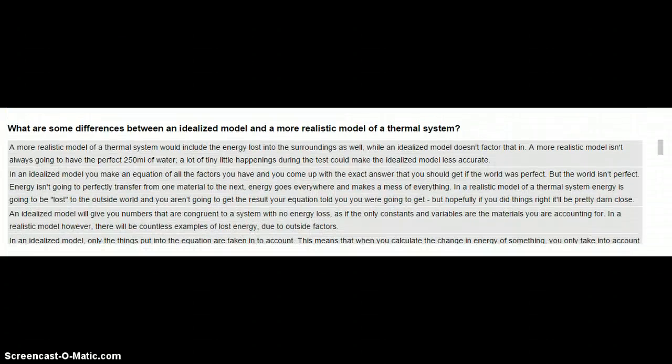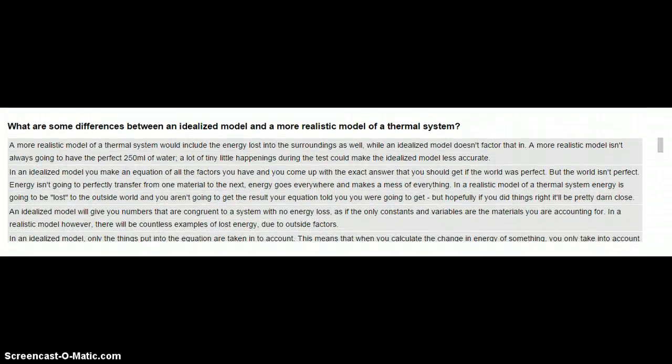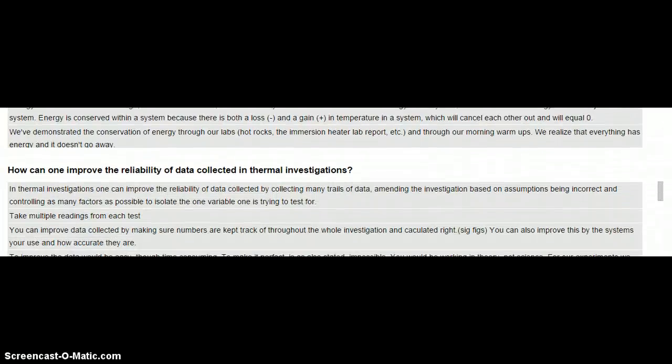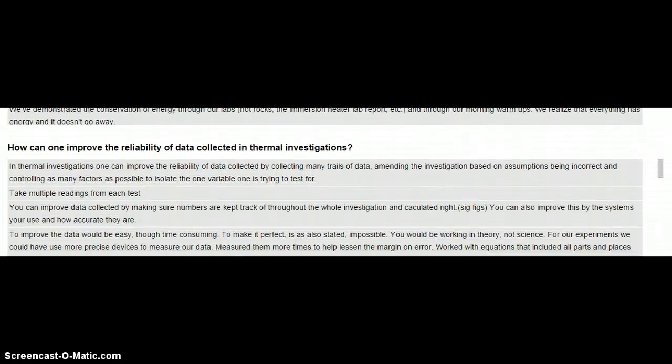Other questions: what are some differences between an idealized model and a more realistic model of a thermal system? How have we in this unit used the idea that energy is conserved, and how can one improve the reliability of data collected in thermal investigations? Those are all questions that I've had my students respond to, and I've got a really nice set of things to think about.